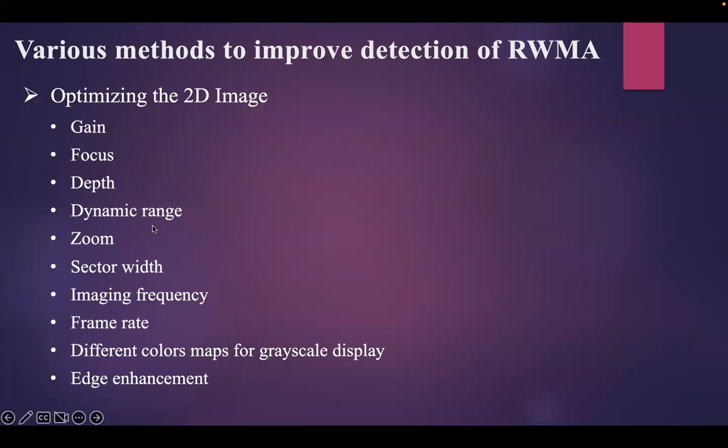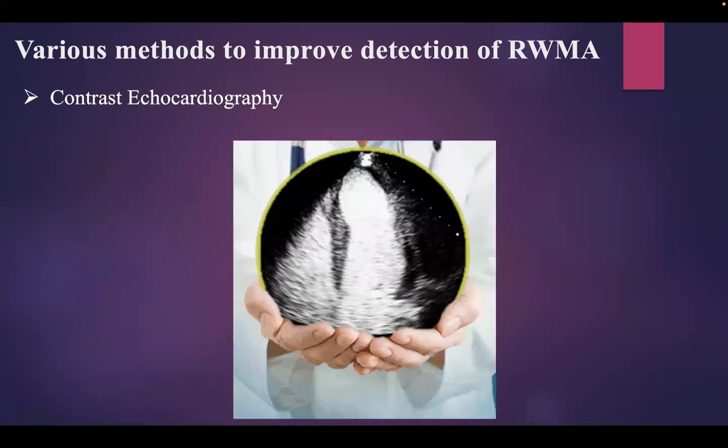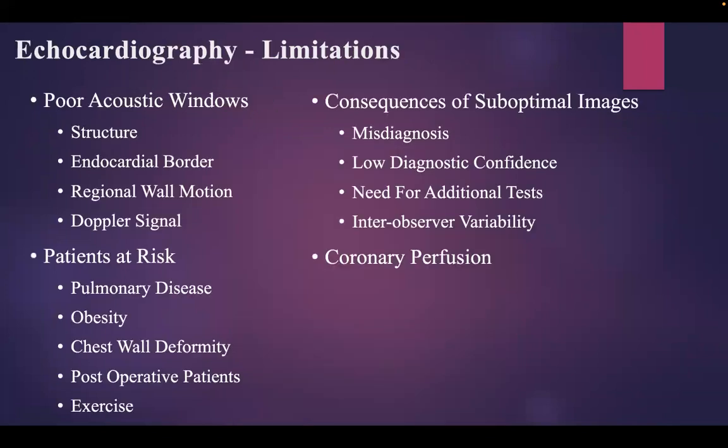There's something called dynamic range, and you need to adjust that. But these are not all done on a routine basis. Suppose you're using a machine regularly, you can adjust it one time and then you get used to that. Always use the zoom button so that you can concentrate on the particular area of interest. Adjust the sector, but don't keep it too wide or too small, and adjust the imaging frequency based on the patient's body habitus. If it's a very obese patient, you keep the lower frequency. If it's a very thin patient, you keep a higher frequency. And then look at the frame rate.